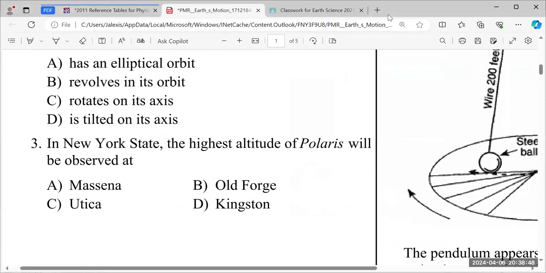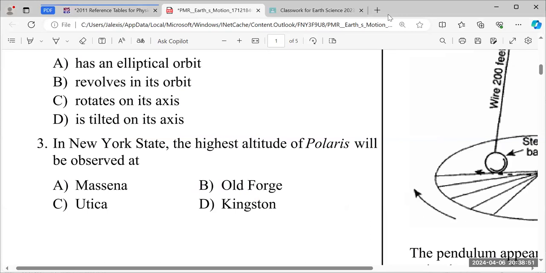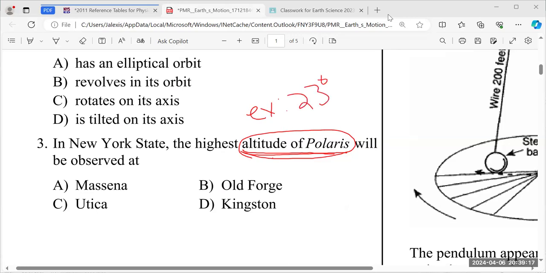Number three says, in New York State, the highest altitude of Polaris will be observed at what? One of the first things to know when they're asking for the altitude of Polaris: Polaris is the North Star, and the altitude is going to be a number in degrees, for example 23 degrees or 47 degrees. We're looking for the angle at which we will see the star Polaris.